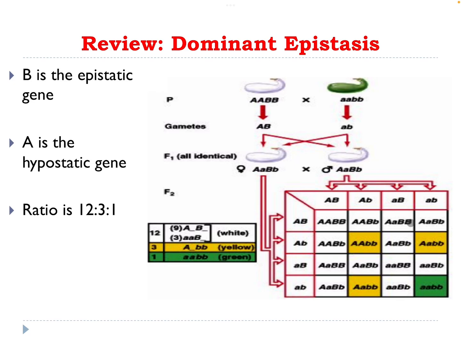So the white colored is 1, 2, 3, 4, 5, 6, 7, 8, 9, 10, 11, 12. If there is a recessive b, you will have the color effect, so it's colored yellow. The colored yellow is 1, 2, 3. And lastly, for the green, it's only 1 because both are recessive.